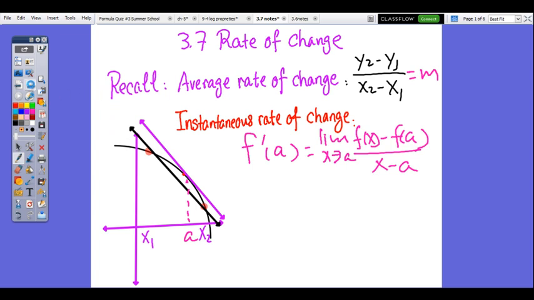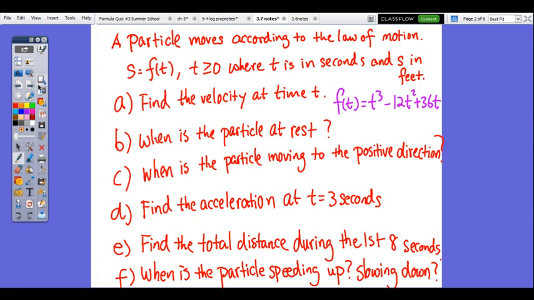Okay, so now let's see what we got for the next slide. Here's one of the word problems. A particle moves according to the law of motion. This one is not just about calculus, it's also talking about physics. So for the law of motion, let s equal f of t, which is the position, where t is greater than or equal to 0, t is in seconds, and the distance or position s is in feet. And then find the velocity at time t.